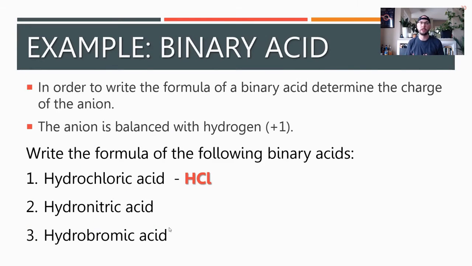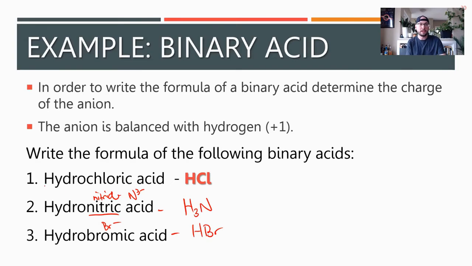When we're writing the formula of these compounds, we have to recognize that hydrogen is always a +1. So we just figure out the charge of the anion and add however many hydrogen we need to balance that out. So for hydronitric, we should recognize that this comes from nitride. Nitride is N3 minus, so this would be H3N. And then hydrobromic acid would be, this is Br, so this would be HBr, and we're done there.